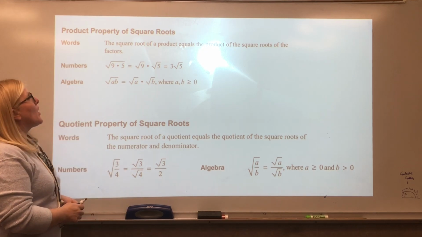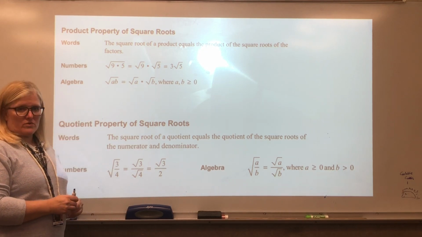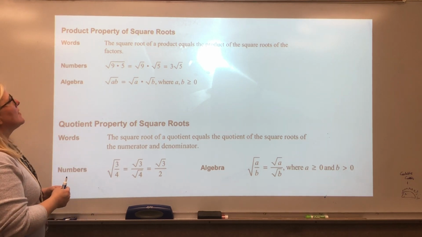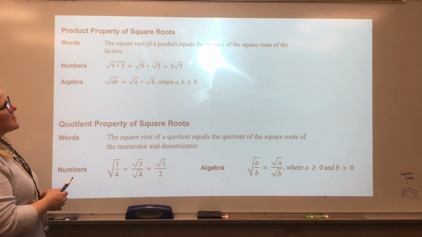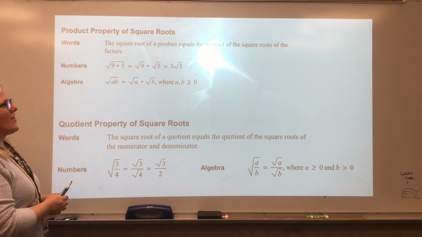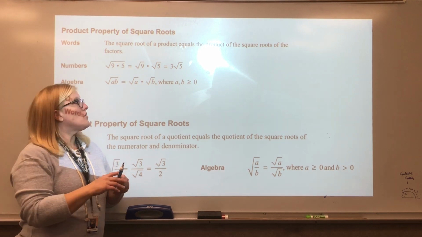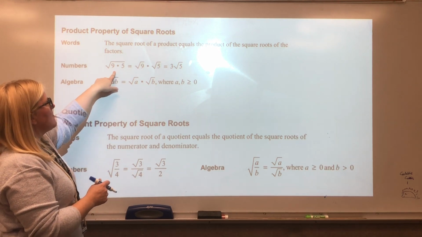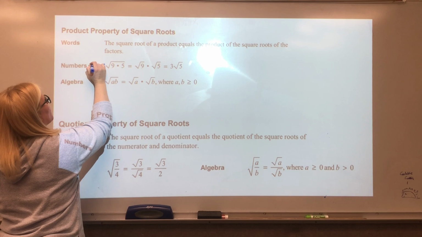Right, product property of square roots. Kind of the opposite of what we were just doing. The square root of a product equals the product of the square roots of the factors. So in so many words, if I have the square root of 9 times 5, this could start off as the square root of 45.